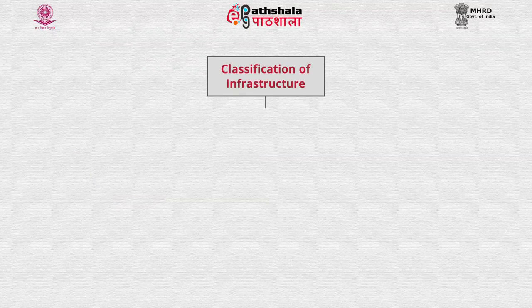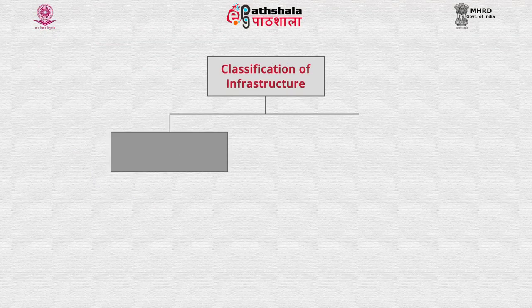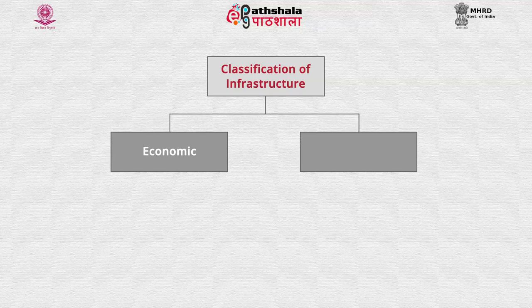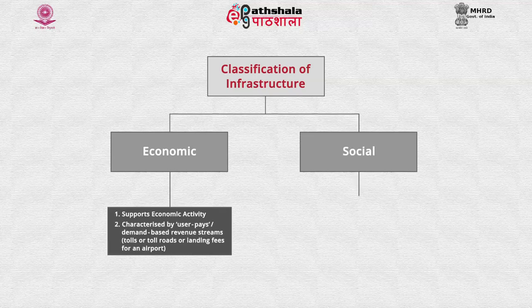Infrastructure can be broadly divided into economic infrastructure and social infrastructure. Economic infrastructure supports economic activity and is often characterized by user-based or demand-based revenue streams, such as tolls on toll roads or landing fees for an airport.